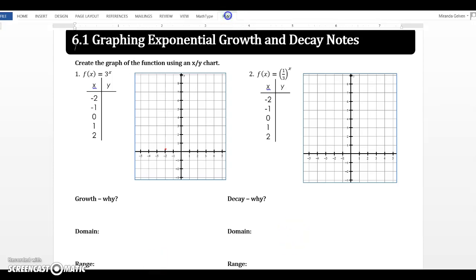Hey kiddos, today we are going to start section 6.1, so you should have gotten your new note packet from the sub. Go ahead and get that out, open to 6.1. We're going to work on graphing exponentials today and growth and decay functions. So let's take a look here.